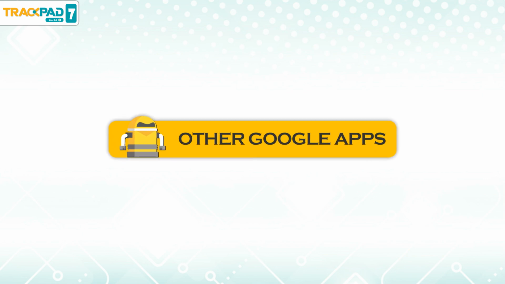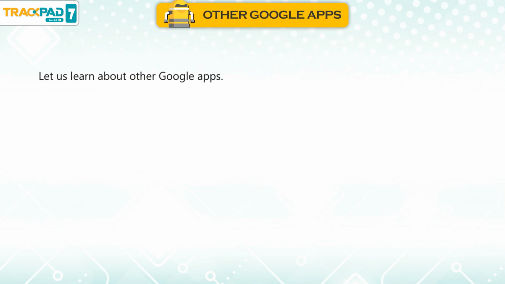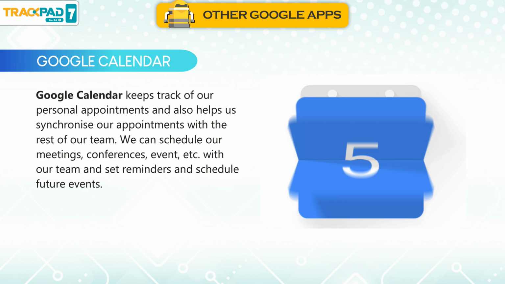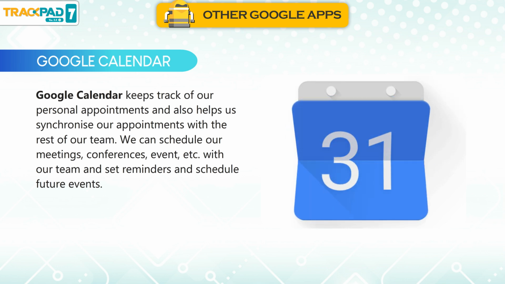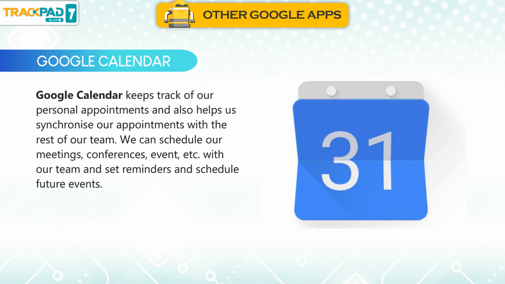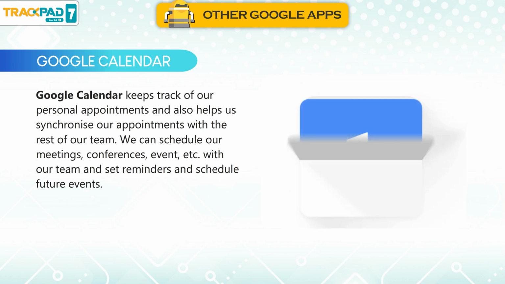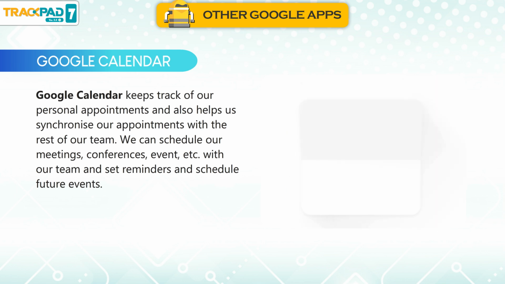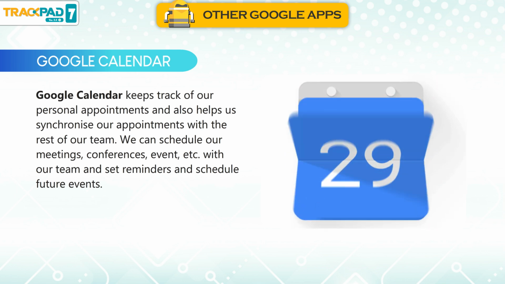Other Google Apps. Let us learn about other Google Apps. Google Calendar. Google Calendar keeps track of our personal appointments and also helps us synchronize our appointments with the rest of our team. We can schedule our meetings, conferences, events, etc. with our team and set reminders and schedule future events.